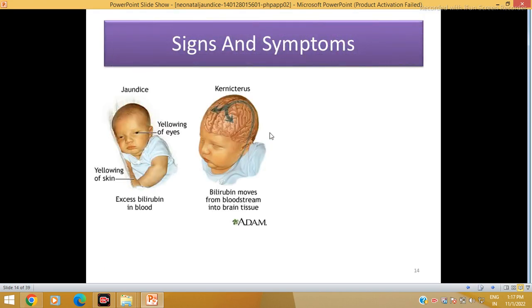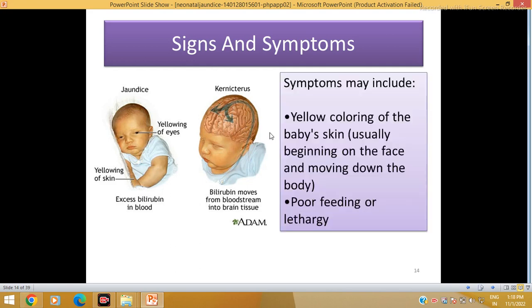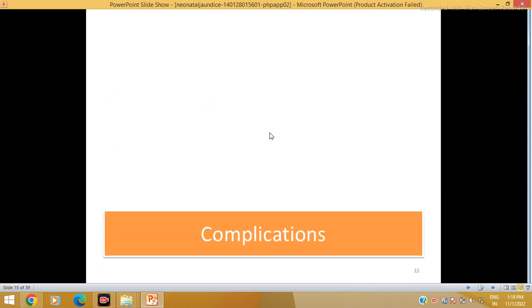Then signs and symptoms. First is jaundice: yellowing of the eyes, yellowing of the skin, and excessive bilirubin in the blood, that we can diagnose with the blood test. Then the bilirubin moves from the bloodstream to the brain tissues. Symptoms may include yellow coloring of the baby's skin, usually beginning on the face and moving down to the body, poor feeding and lethargy.